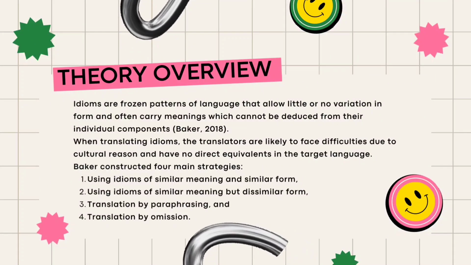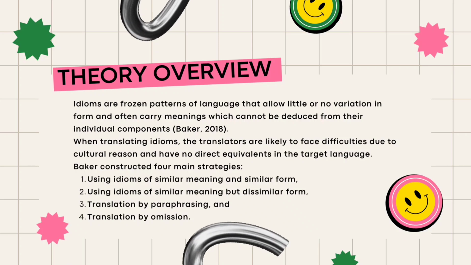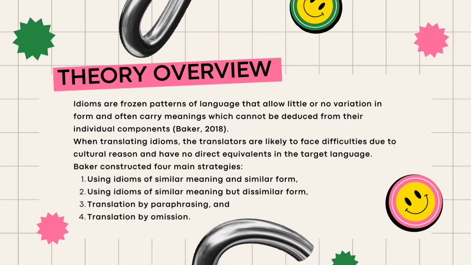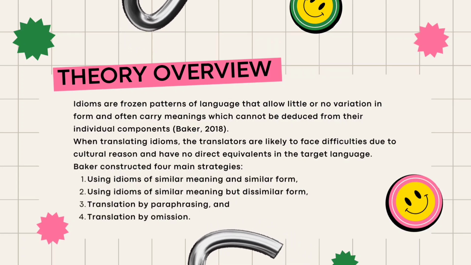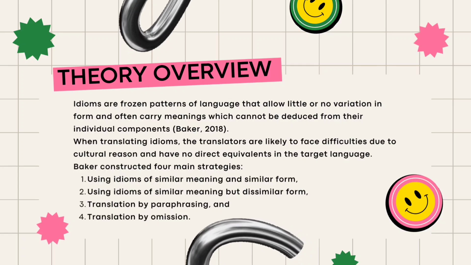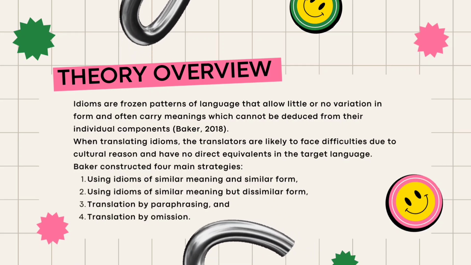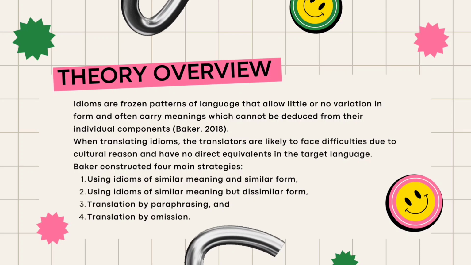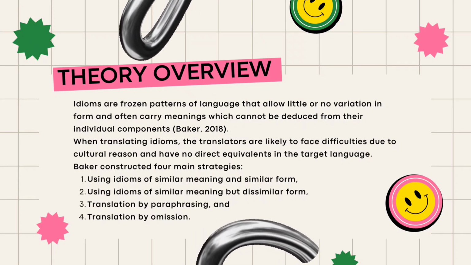Baker, in her book entitled In Other Words: A Course Book on Translation, 3rd edition, discusses the issues and strategies of translating fixed expressions and idioms. Baker stated that idioms are frozen patterns of language that allow little or no variation in form, and often carry meanings which cannot be deduced from their individual components. And translators are likely to face difficulties due to cultural reasons and the lack of direct equivalence in the target language.